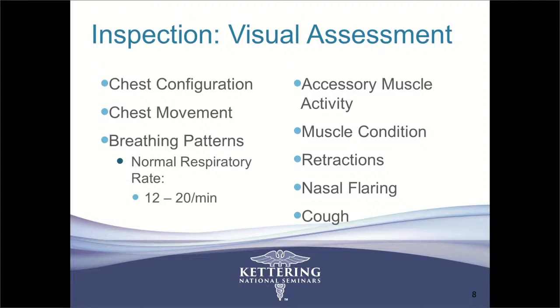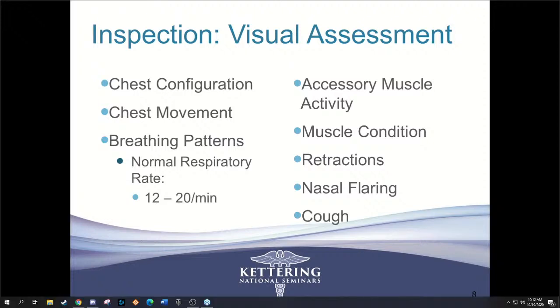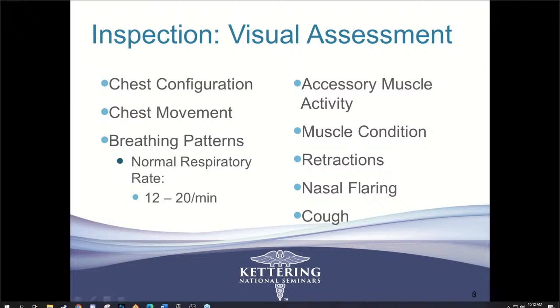Okay. All right, that brings us over to the top of page 15. Number 12, accessory muscle activity. Most of us know if they're using accessory muscles, then that's an indication for respiratory distress. 13, muscle condition. Know those two words there, hypertrophy and atrophy. And then highlight number 14.